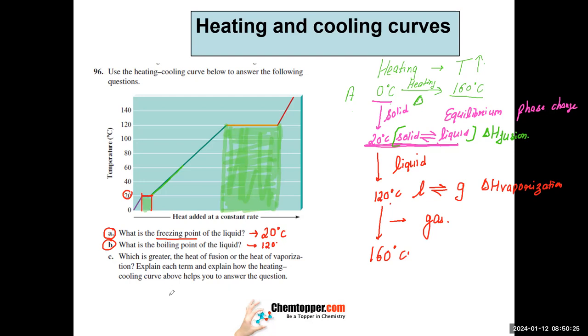C part. Why is it so? Why is delta H of vaporization more than delta H of fusion? This question you have done earlier with me, I think, in unit 3. Yes. Because going from liquid to gas, we need to break nearly all IMFs. Gases have negligible IMFs.